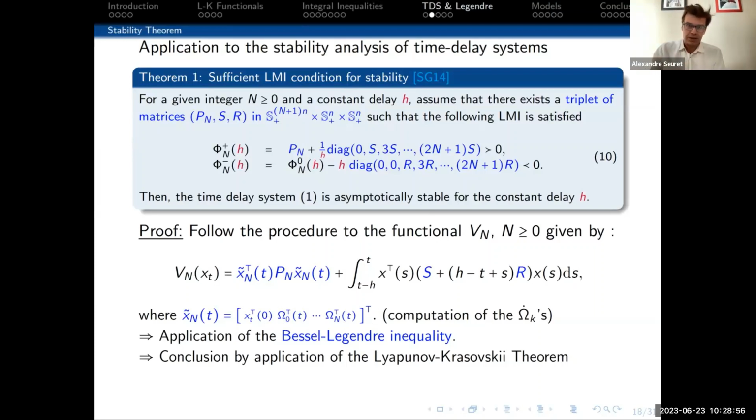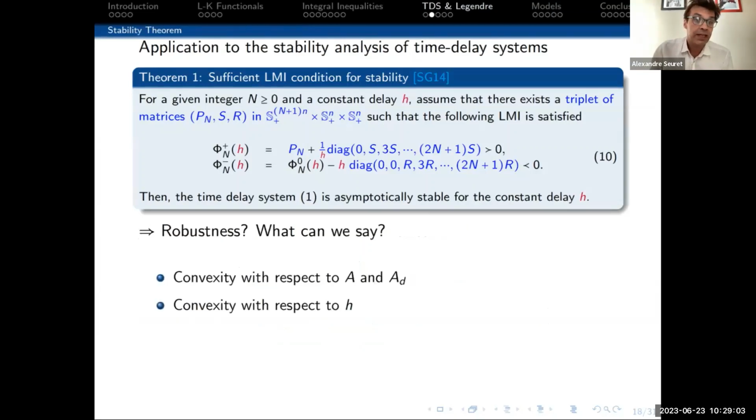So this is another LMI dealing with time delay systems, but it has some nice properties. First, it is convex with respect to the matrices that define the system, which means that when the matrices A and AD are uncertain but bounded or embedded in some polytopes, for instance, you may assess robust stability criteria with respect to this uncertainty. And you also have the same property with respect to H. So these LMIs are convex with respect to H.